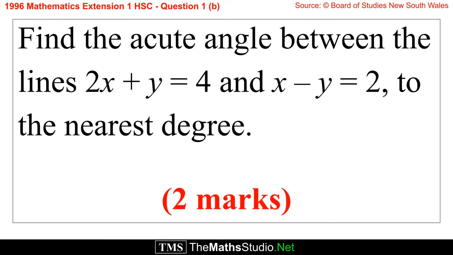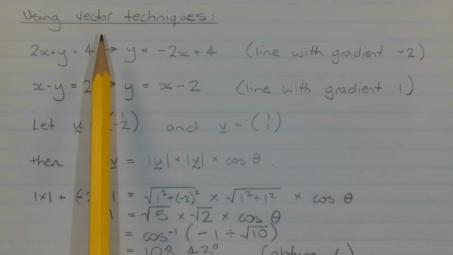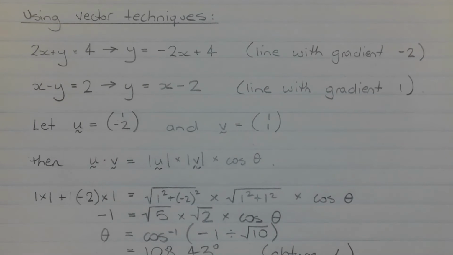Question 1, Part B. Find the acute angle between the lines 2x + y = 4 and x - y = 2 to the nearest degree. We can use vector techniques to find the acute angle between these lines. What's important is to know the gradient of both of those lines.